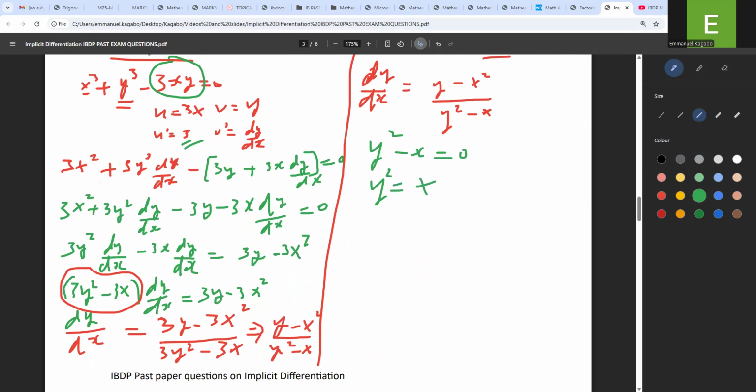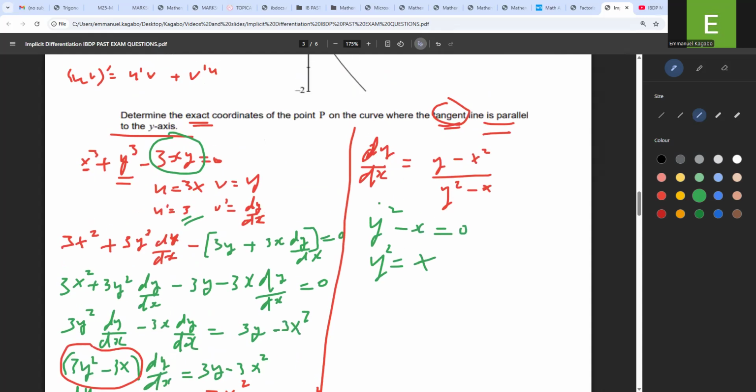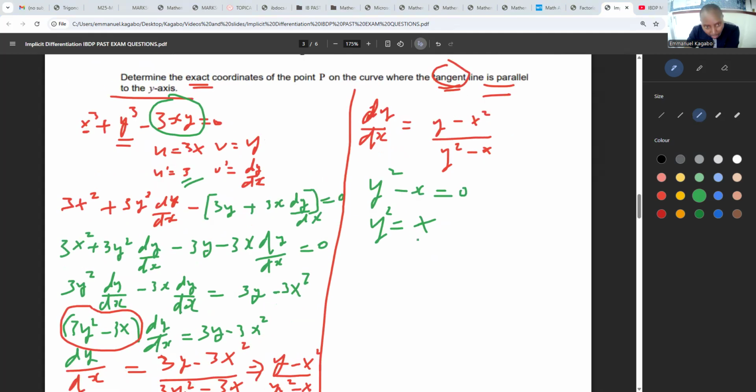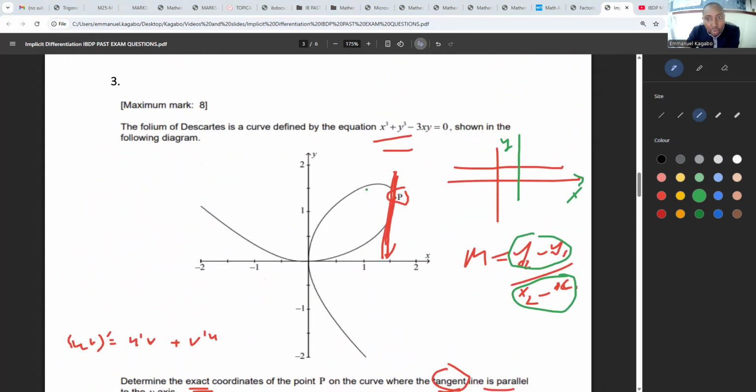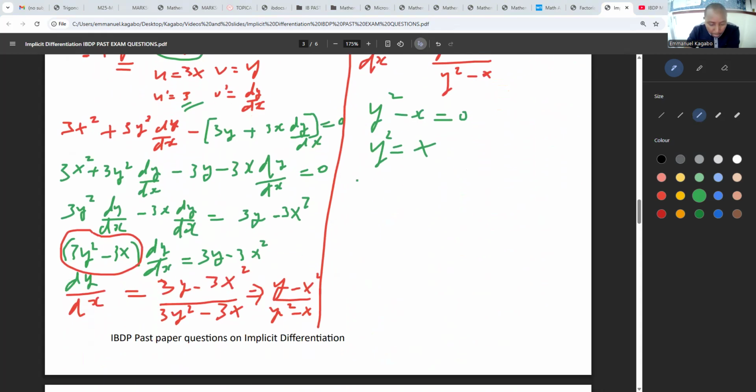Wow, very interesting question. I like this. IB said very good questions. Okay. Now, the question is asking me the exact coordinates. I've just managed to get y squared. That's the only thing I've managed to get. So what do I do next? You just need to remember your equation. What was it? Initially, your equation was x power 3 plus y power 3 minus 3xy equal to 0, right? Good.